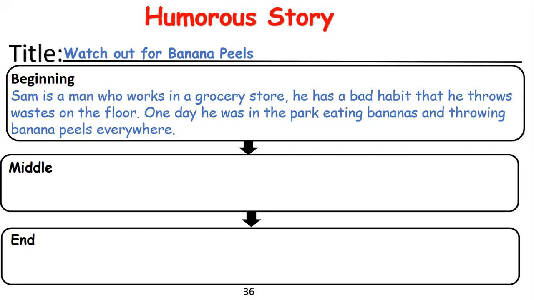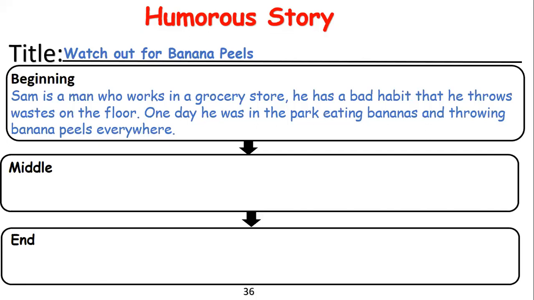So again, Sam is a man who works in a grocery store. He has a bad habit that he throws waste on the floor. One day he was in the park eating bananas and throwing banana peels everywhere.